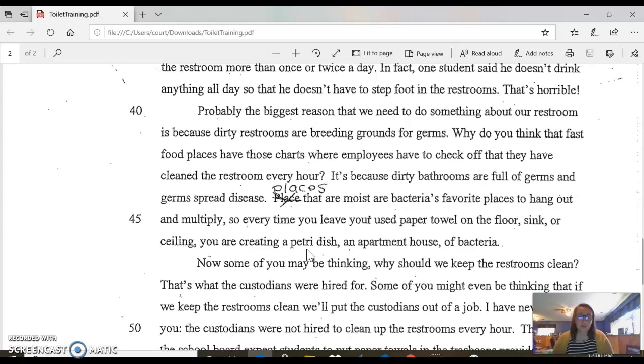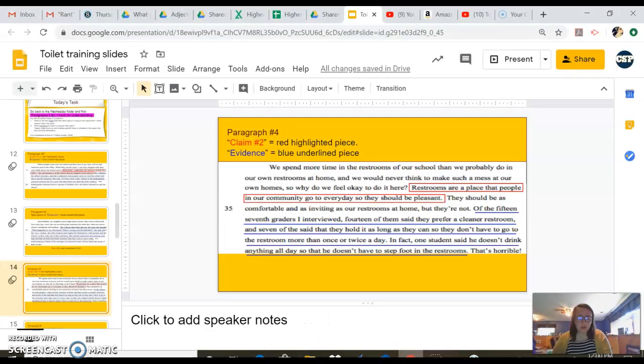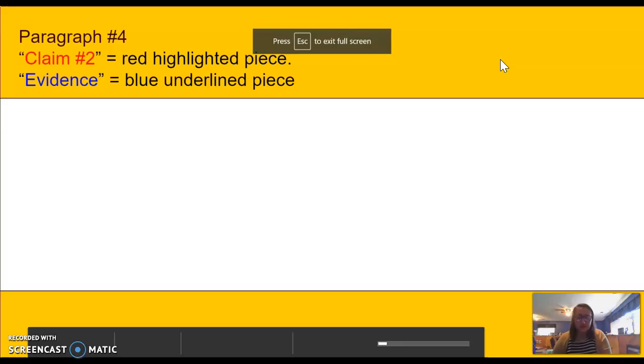So every time you leave your used paper towel on the floor, sink, or ceiling, you are creating a petri dish, an apartment house of bacteria. All right, so that is where she outlines her next claims. So first claim was that bathrooms are representative of the school and the students in it. And let's hop into her next claim.